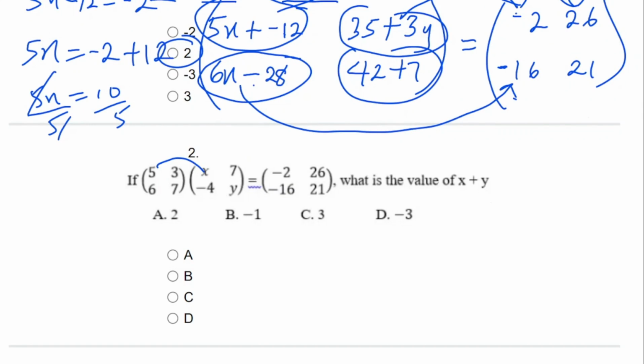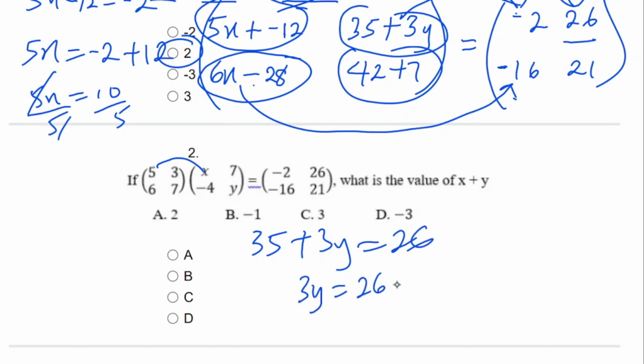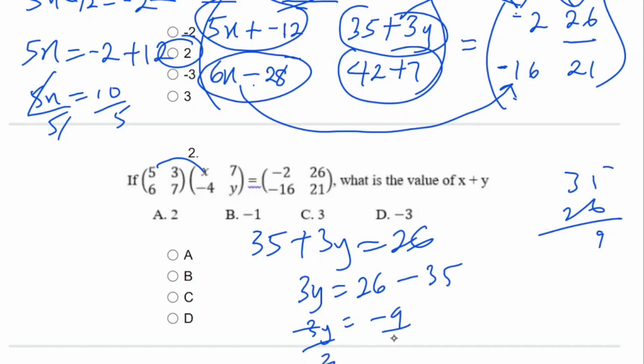So I'll pick 35 plus 3y equals to 26. So that will be 3y equals to 26 minus 35. So 3y equals, 35, then 26, that is minus 9. Divide both sides by 3. So therefore, y equals to minus 3.